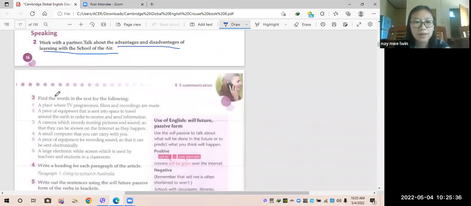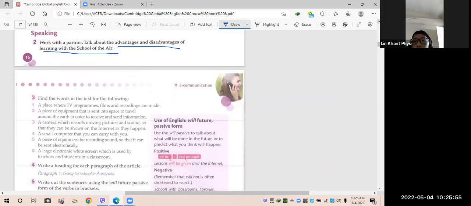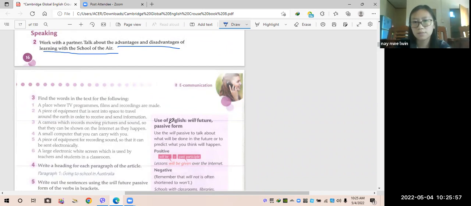Number 3 is: find the words in the text for the following. There are phrases, so you have to find the words in the passage that have a similar meaning. For example, number 1: a place where TV programs, films, and recordings are made. The answer is studio, not radio. So find the answers for 2 up to 6. After that, we will check the answers, okay?